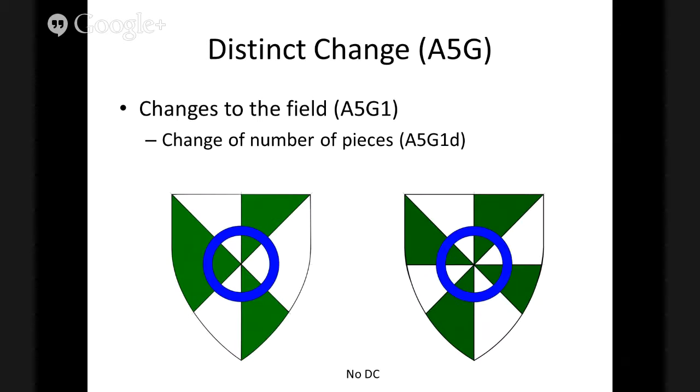That field division is called gyrony. You have gyrony of 6, which is 6 pieces. You have gyrony of 8, which is 8 pieces. Do we have a DC there? No, they both count as many. Again, we don't want you sitting there as your enemy's riding at you with a lance, counting pieces of his shield.